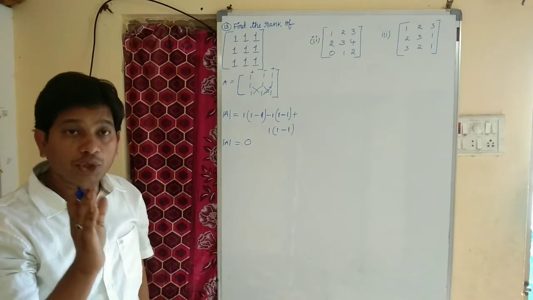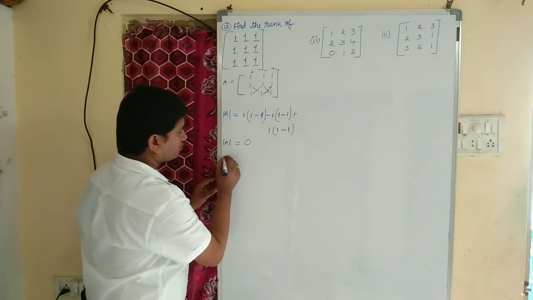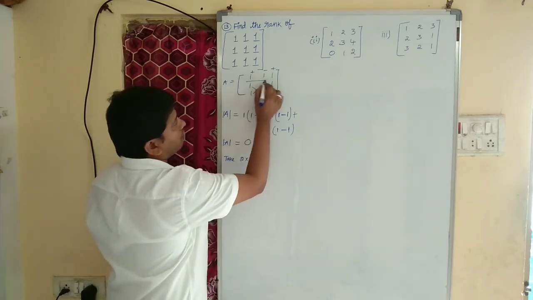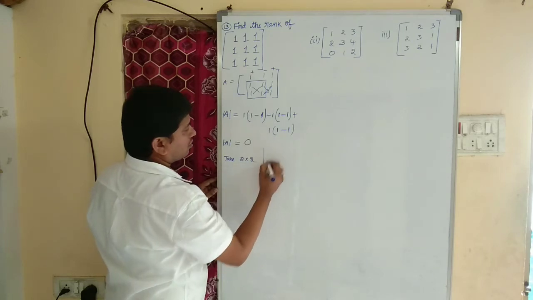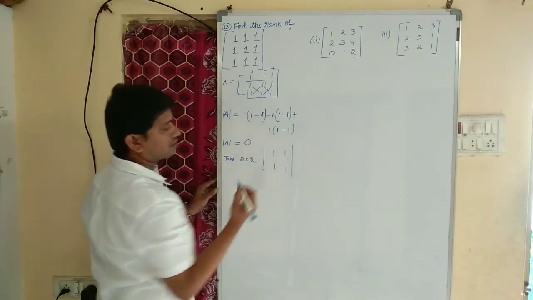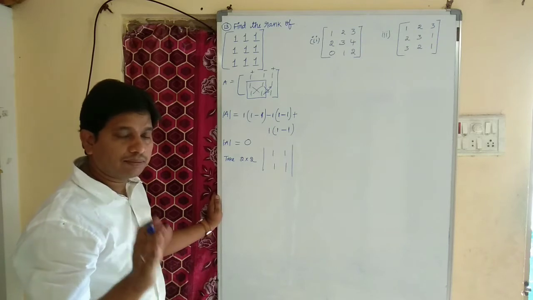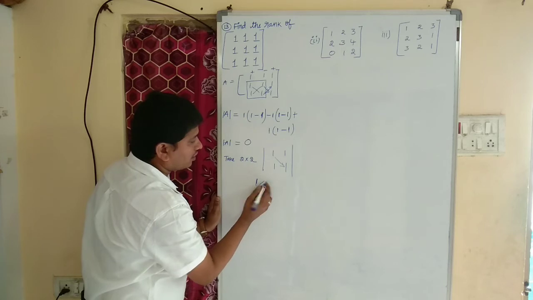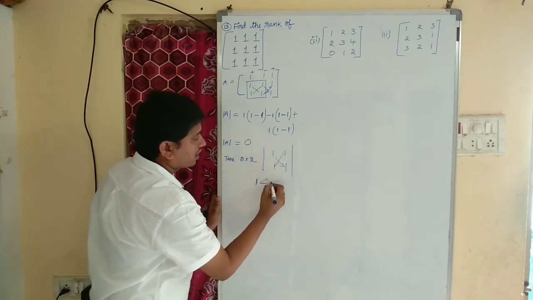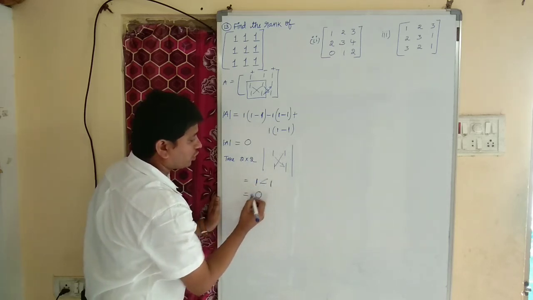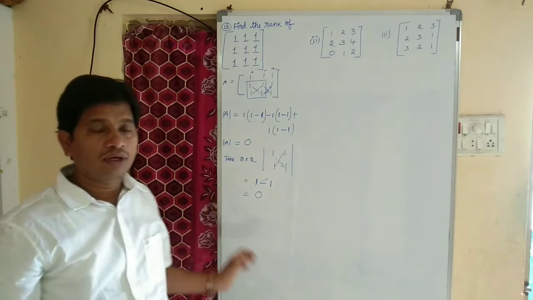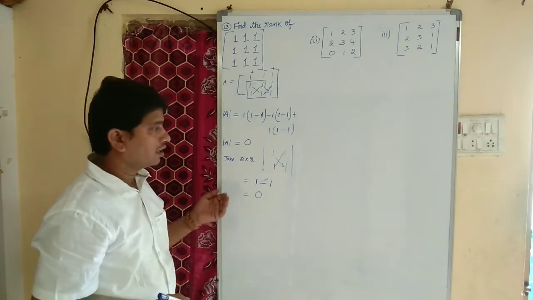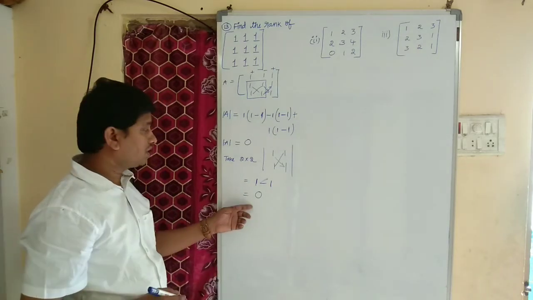We need to take a 2 by 2 matrix. Okay? Take a 2 by 2 matrix. So let the 2 by 2 matrix be 1 1 1 1. Okay? Now let us find the determinant of the 2 by 2 matrix. So the determinant of the 2 by 2 matrix is 1 into 1 1 minus again 1 into 1 1. So the determinant of the 2 by 2 matrix is also 0. The determinant of the given matrix is 0 and the determinant of the submatrix is also 0.